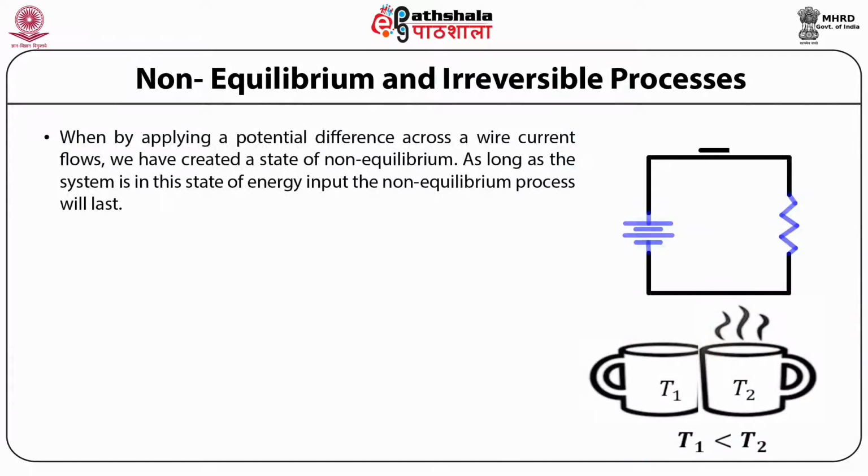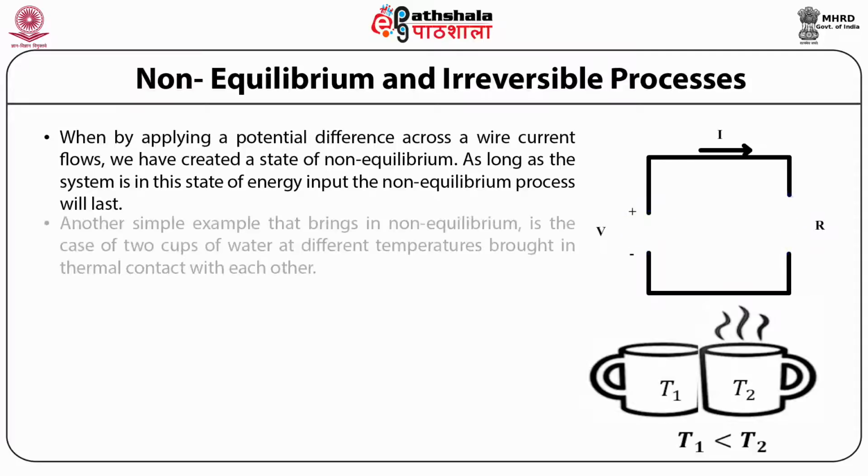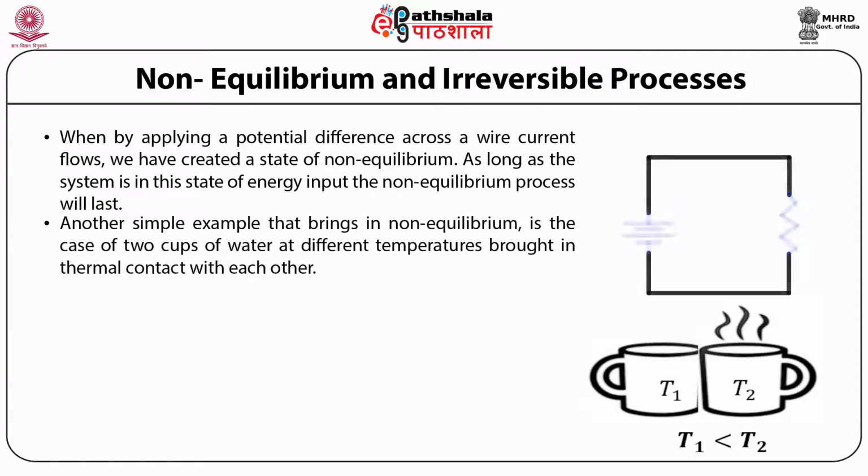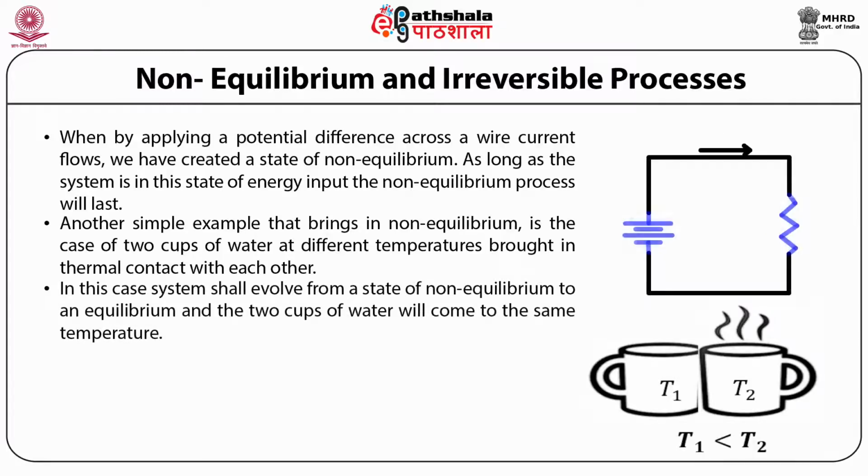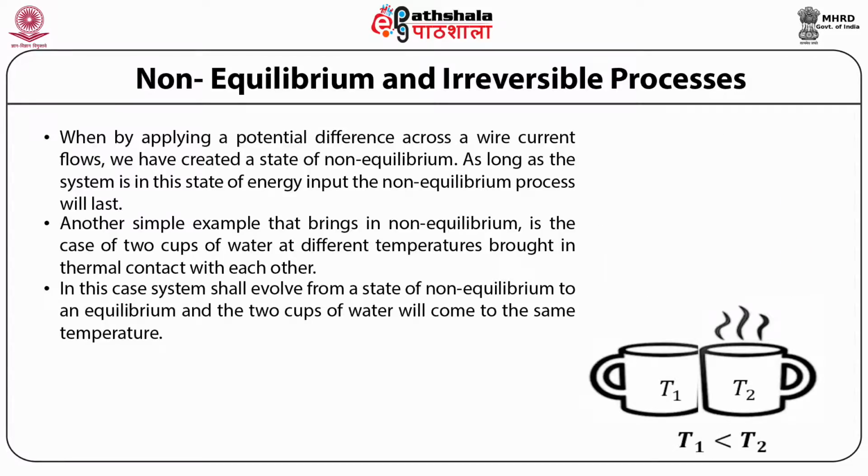When, by applying a potential difference across a wire, current flows, we have created a state of non-equilibrium. As long as the system is in this state of energy input, the non-equilibrium process will last. Another simple example that brings in non-equilibrium is the case of two cups of water at different temperatures brought in thermal contact with each other. In this case, the system shall evolve from a state of non-equilibrium to an equilibrium, and the two cups of water will come to the same temperature.